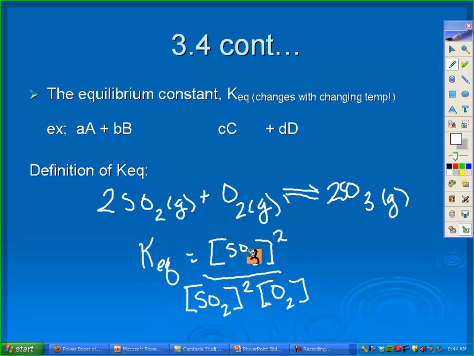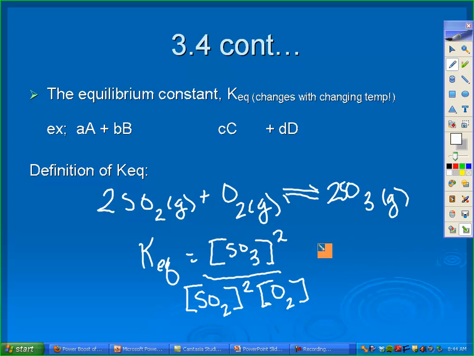And if we were to plug in those values of the SO3, the SO2, and the O2, and I can't remember what we wrote down for those on your graph, but at equilibrium, whatever we decided those numbers were, if we were to put those in, then we could actually find the value of KEQ.